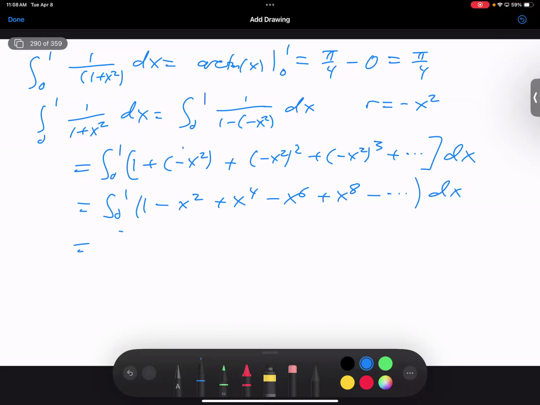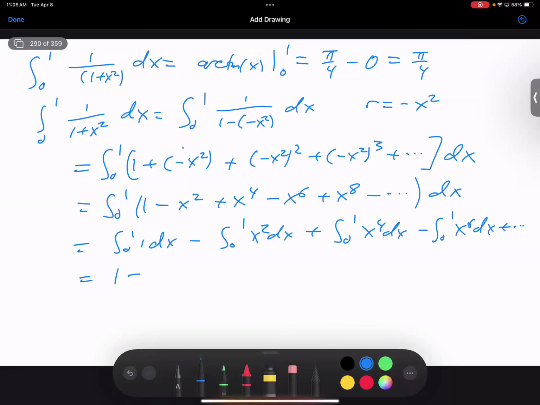And we'll just do it term by term. The integral from 0 to 1 of 1 dx minus the integral from 0 to 1 of x squared dx plus the integral from 0 to 1 of x to the 4th dx, minus the integral from 0 to 1 of x to the 6th dx plus dot dot dot. What's the integral of 1 from 0 to 1? 1. What's the integral of x squared? That's going to be x cubed over 3. So that's going to give us a minus a third. What's the integral of x to the 4th? X to the 5th over 5. Plus 1/5. Minus 1/7 plus 1/9 minus 1/11.